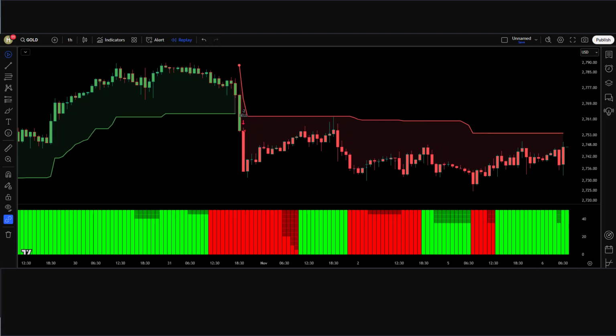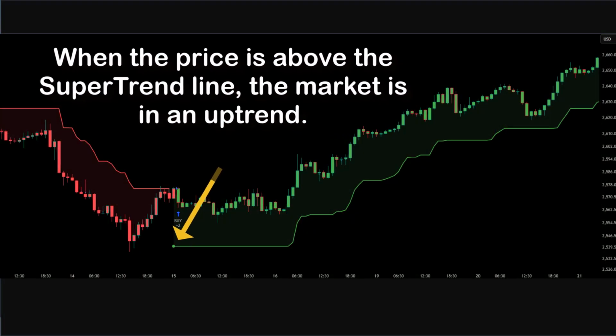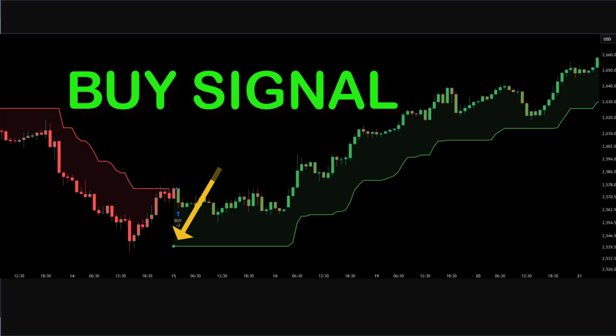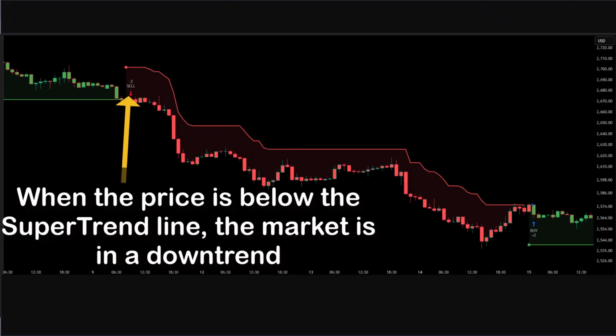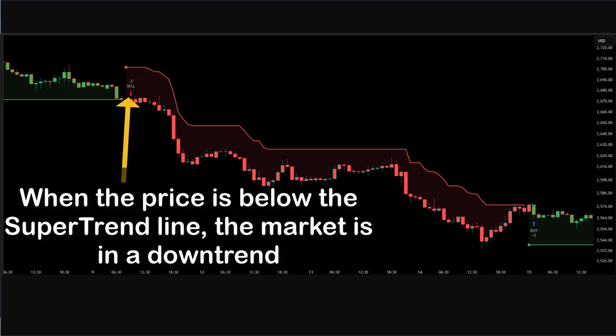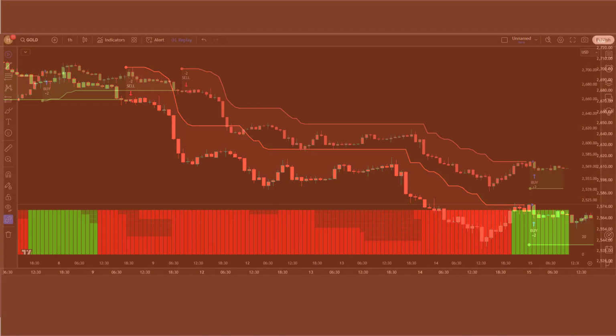How does the SuperTrend work? Bullish signal: when the price is above the SuperTrend line, the market is in an uptrend. This is considered a buy signal. Bearish signal: when the price is below the SuperTrend line, the market is in a downtrend. This is considered a sell signal.